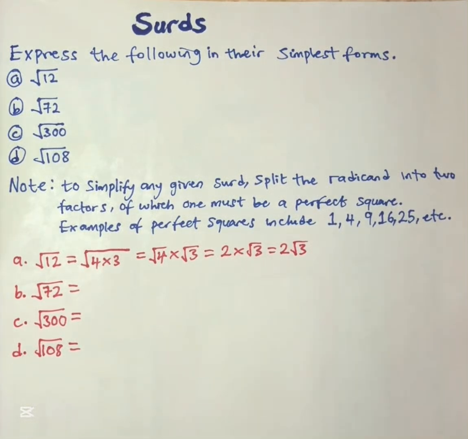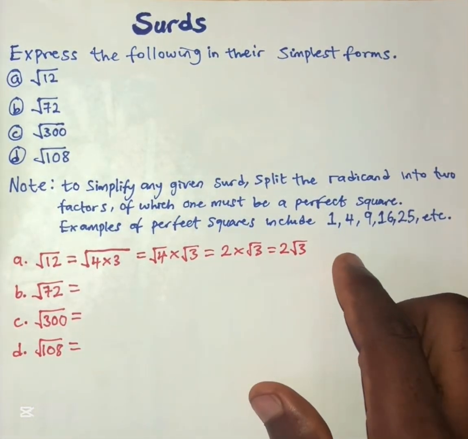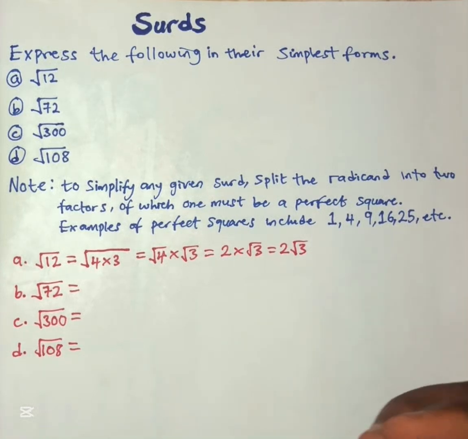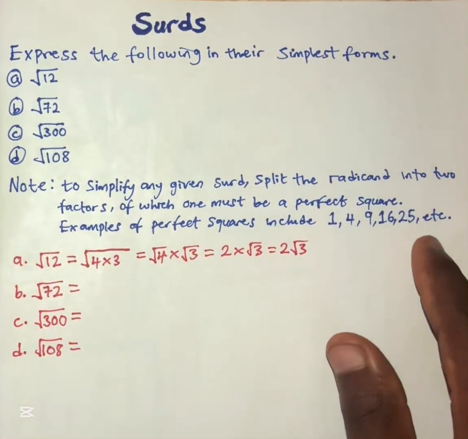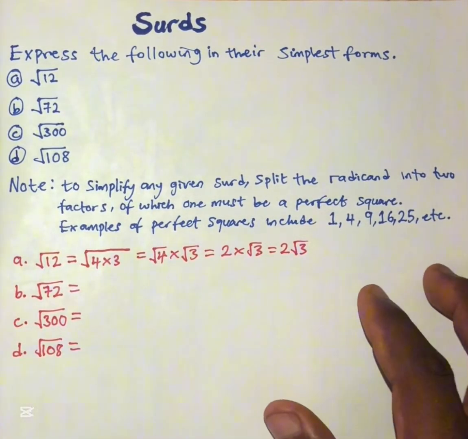Now, there are some numbers that when you try to find their square root would not give you a whole number as your result. So these numbers that give us whole numbers as our result when we find their square root are called perfect squares.